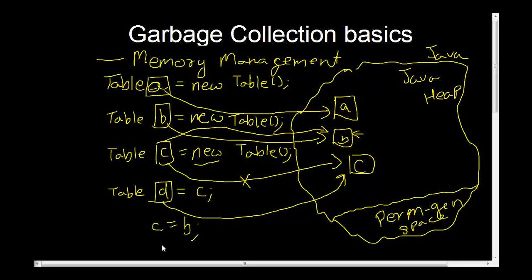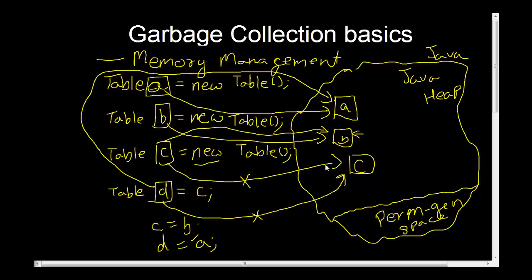Let's make another statement where we say D equals A. At this point we have severed this link and made this D object point to the A object. So this C object is in memory, but it has nobody pointing to it. And that's what becomes a garbage collection candidate.